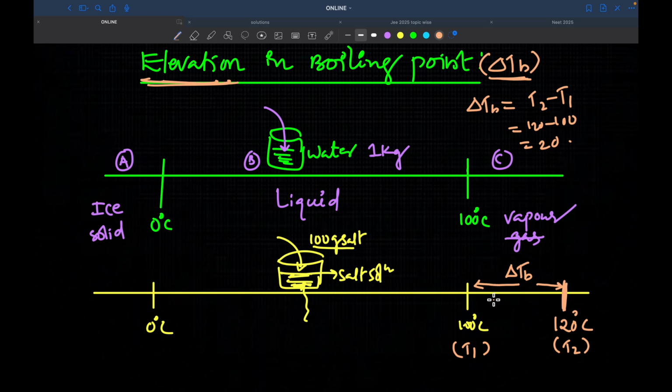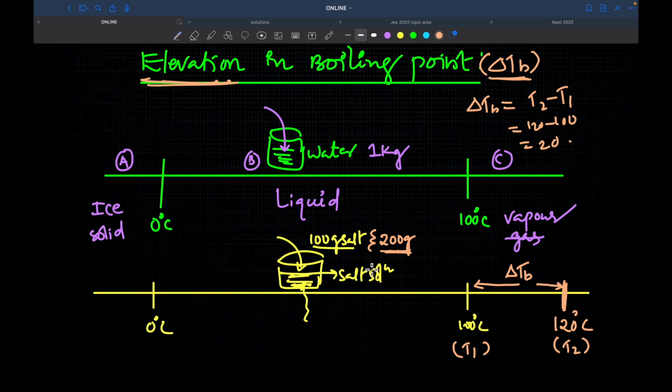Why is there an elevation? Why is there an increased boiling point for a solution? Because you are adding a salt, which is non-volatile compared to water, it has to increase. It automatically increases, right? So when I put 100 grams, it has increased to 120 degrees C. And I'll give one more case. Second case లో 200 grams add చేసాం.